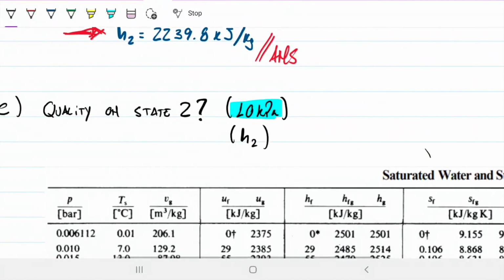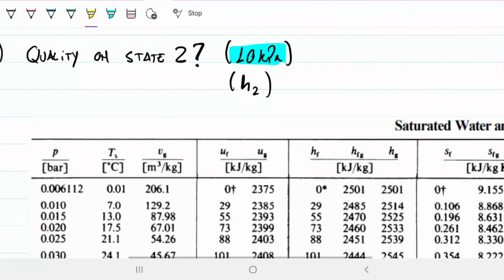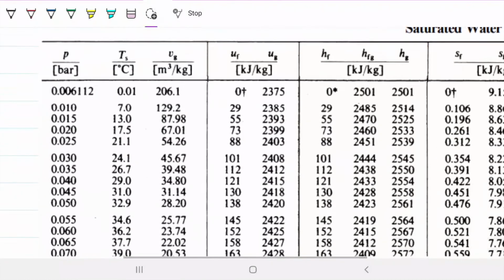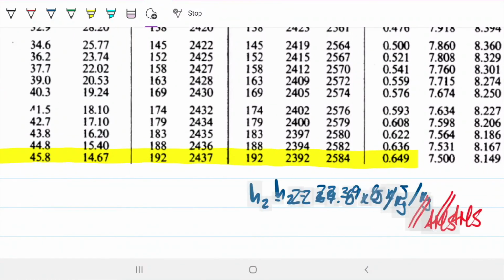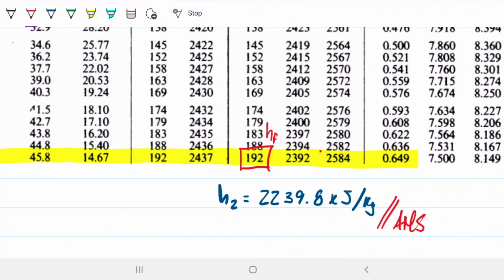So what I'm going to do is look at the saturated water table, at the 10 kilopascals, so I'm looking at 0.1 bar here. This is what I'm looking at. And I want to look at my enthalpy value, which is approximately 2240, and see where it lies between the HF and HG, right? So this is HF, the one for the liquid. This is the one for the saturated vapor, HG. And you know that this value here, H2, falls between the two, right? It's smaller than this one, but greater than this one.